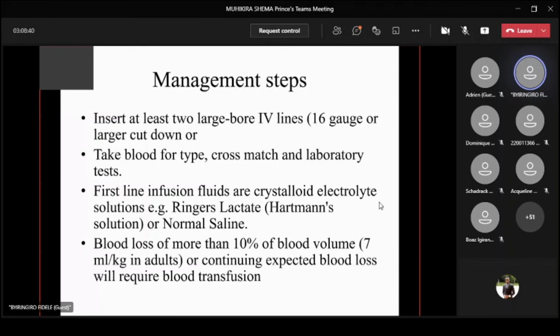Okay? So the formula for total blood volume is 70 mils per kg, which means for you who is weighing 72 kg, you have around 5 liters of blood. Do you get me? The total blood volume of a person is 70 mils per kg. Do you get me?